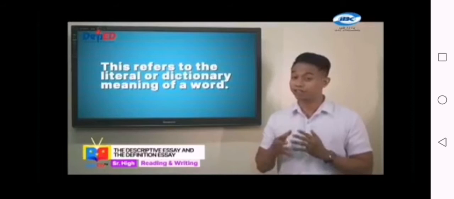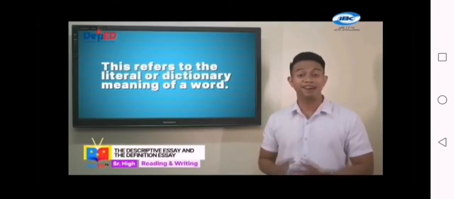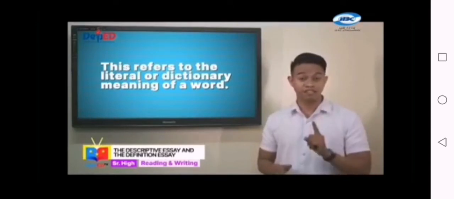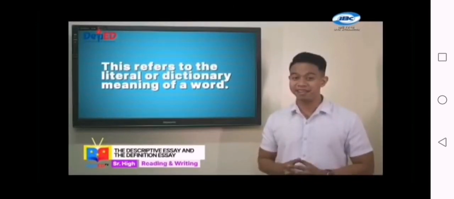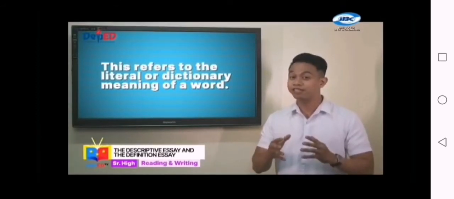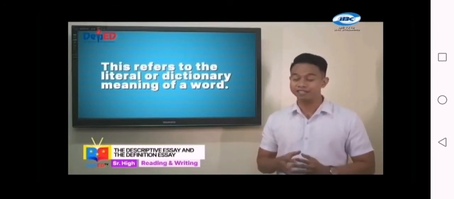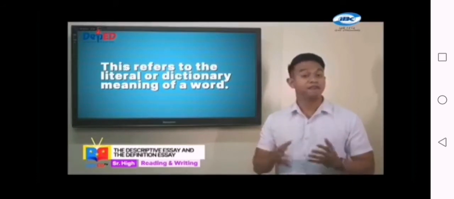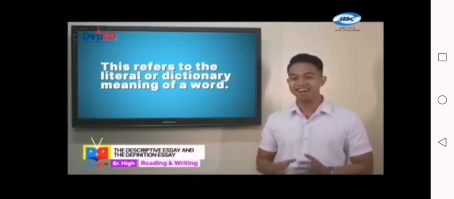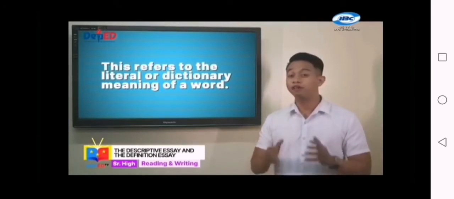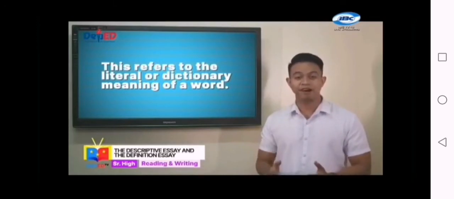Denotation refers to the literal or dictionary meaning of a word. One way to define a term using denotation is to look up its meaning using a dictionary. You can use an actual dictionary or download a dictionary app in your phone. Let us look up family and face masks in our dictionary as subjects for our examples. Why? Because both family and face mask are important and relevant details to me.